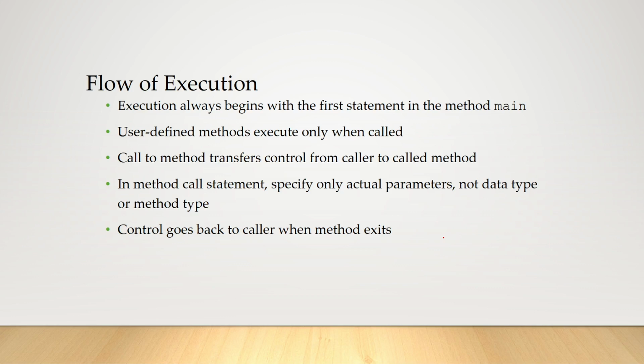Now, the flow of execution for the method starts from the main, because upon compiling and running the program, the interpreter will directly go to the main method, where that main method may contain a method call. User-defined methods execute only when called. A call to a method transfers control from the caller to the called method. So from the main method, if there is a method call, it will go to the method definition and execute the statements there. After exiting the method definition, the interpreter will go back to the main method and execute the other statements.